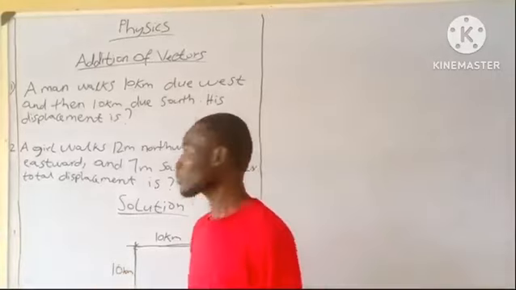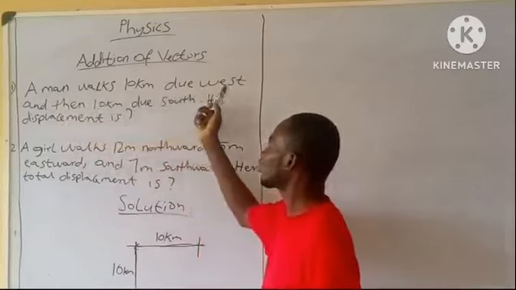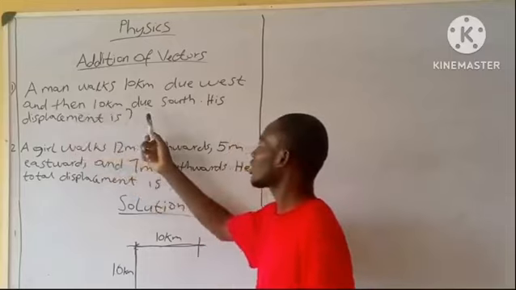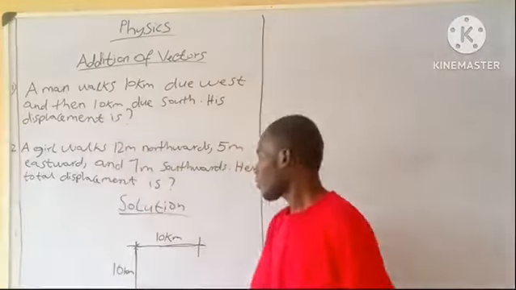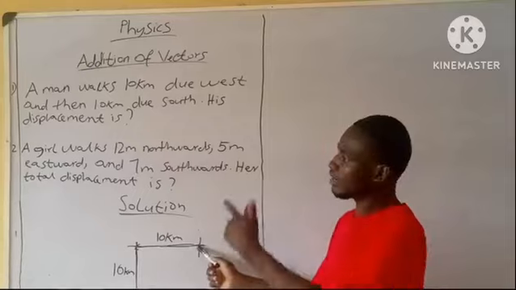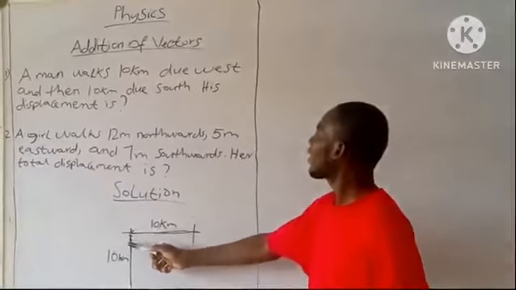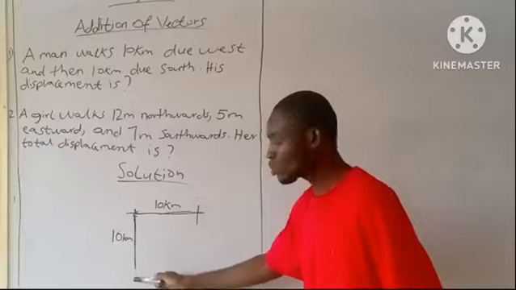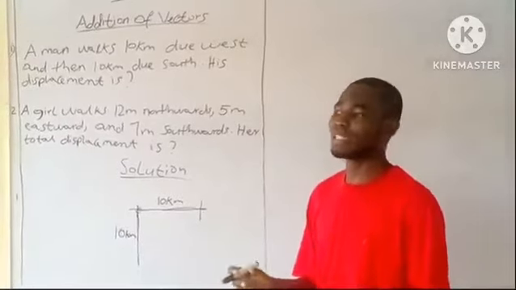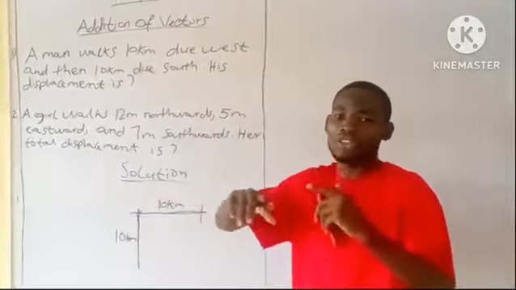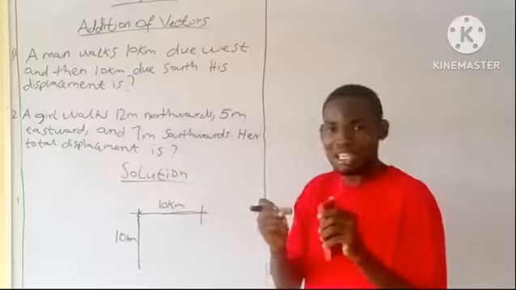Now let's look at the example. A man walks 10 kilometers due west and then 10 kilometers due south. His displacement is what? Starting from this point, a man walks 10 kilometers due west, the straight line, and then another 10 kilometers due south. What is the displacement? Remember that displacement is the distance moved in a specified direction. In other words, displacement is the shortest distance between 2 points.